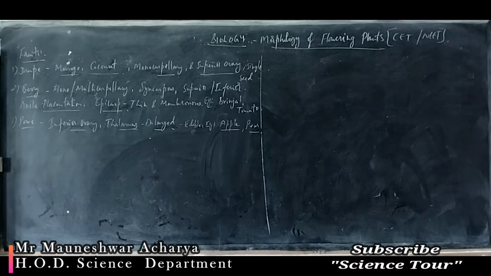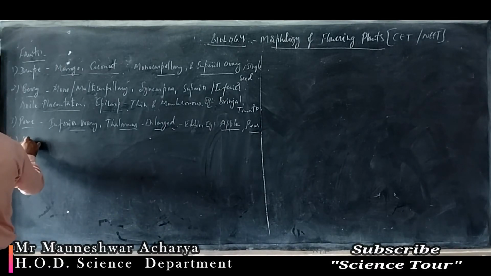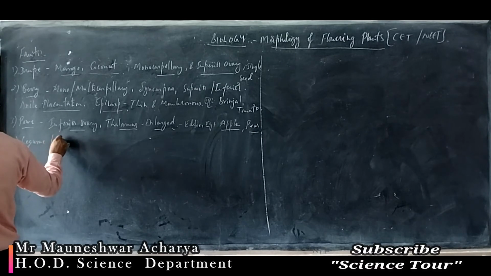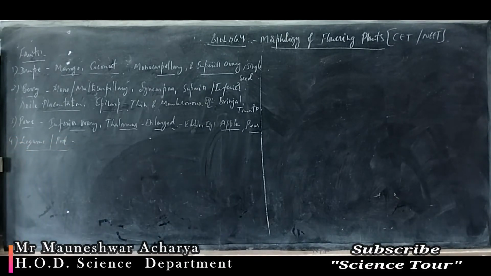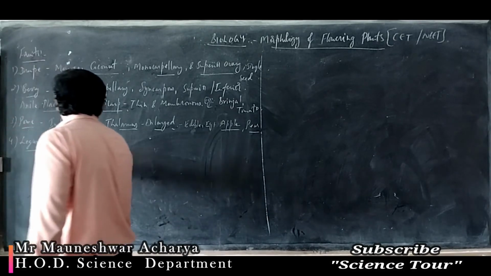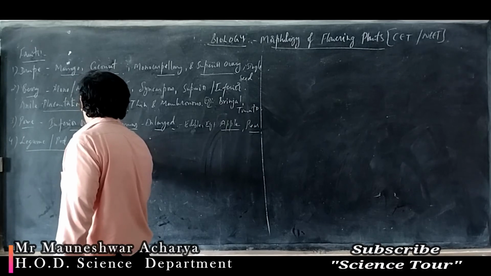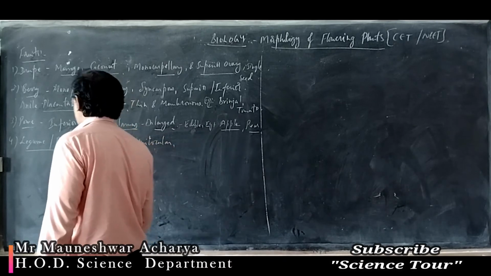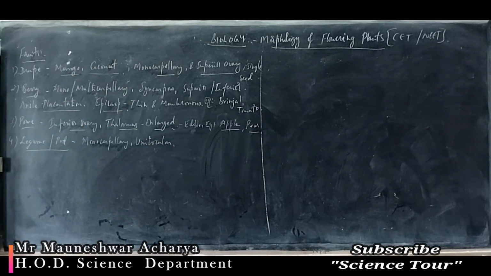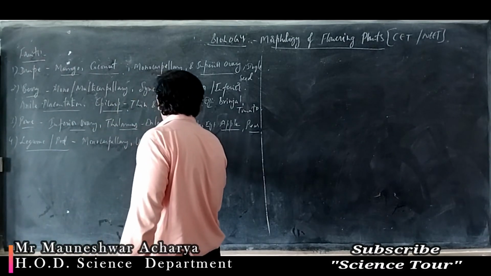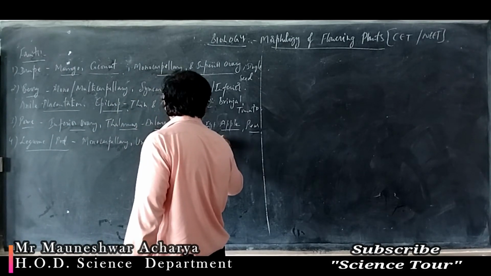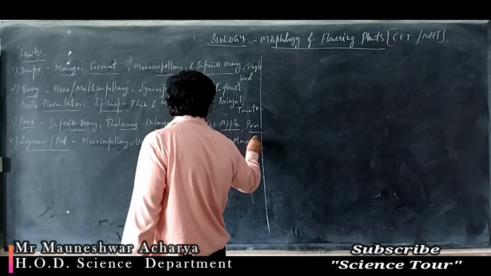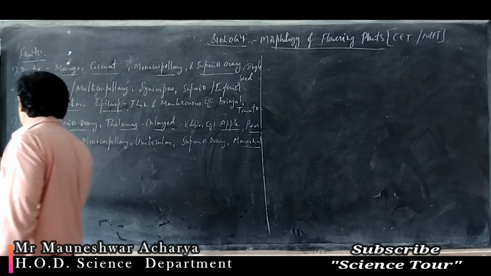Next coming to legume or pod, the fourth one, legume or pod. Monocarpellary and unilocular condition. Monocarpellary means single carpel, and unilocular means only one locule. Monocarpellary and unilocular condition. Superior ovary and marginal placentation.